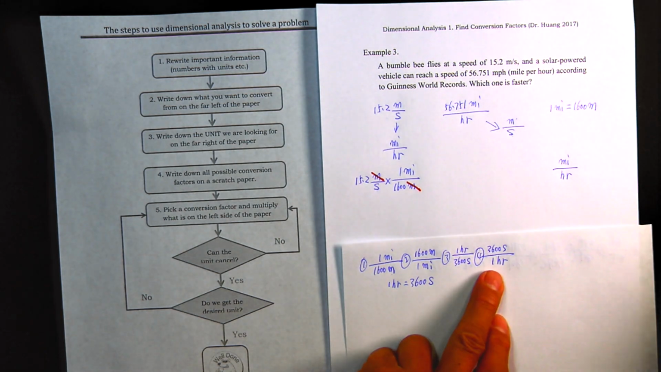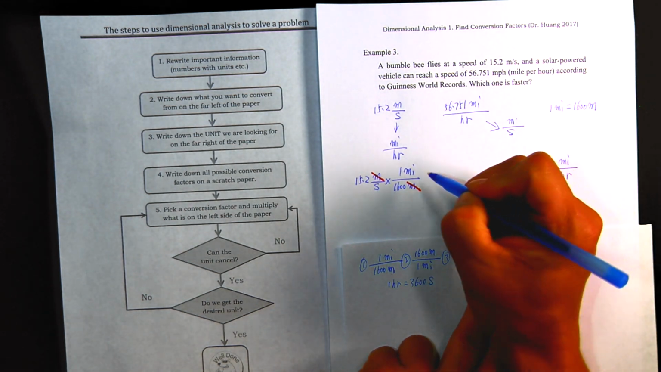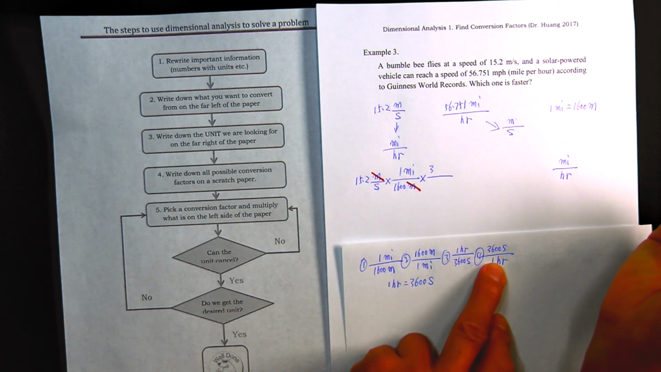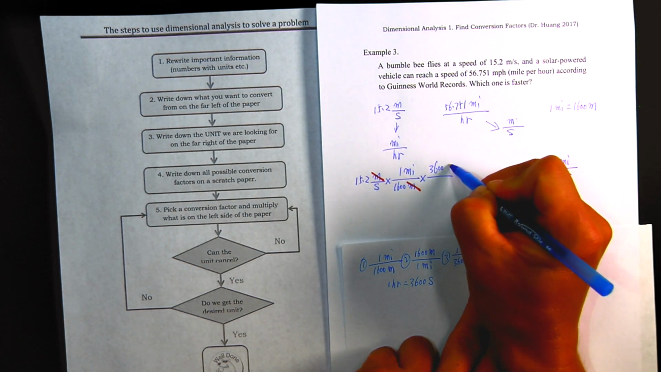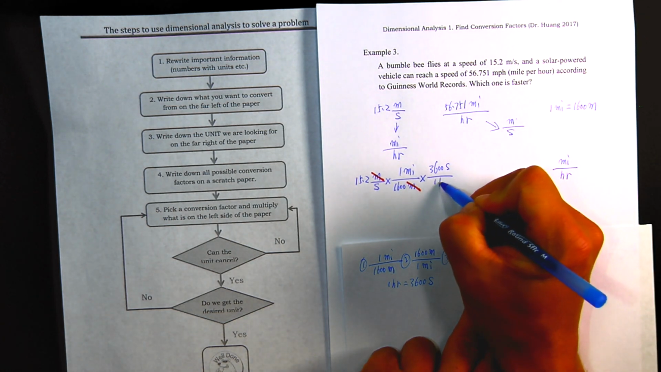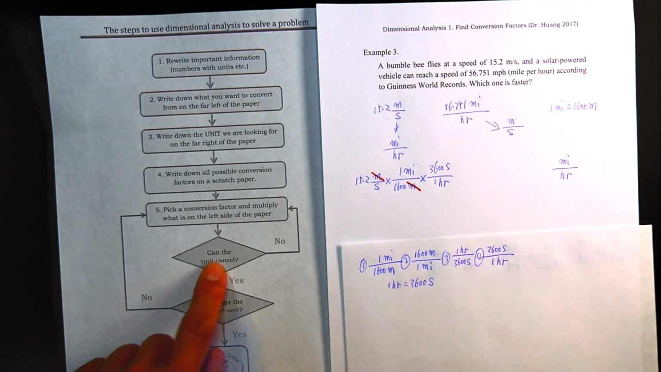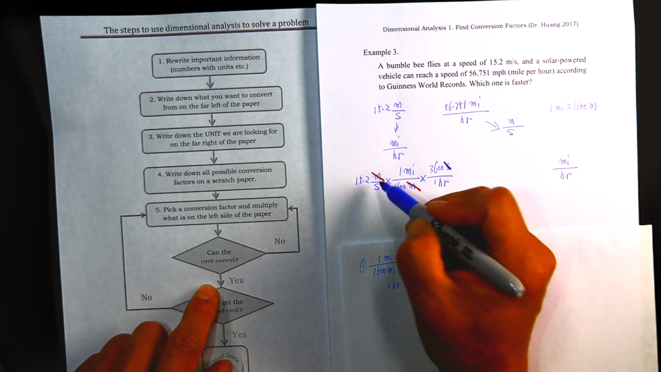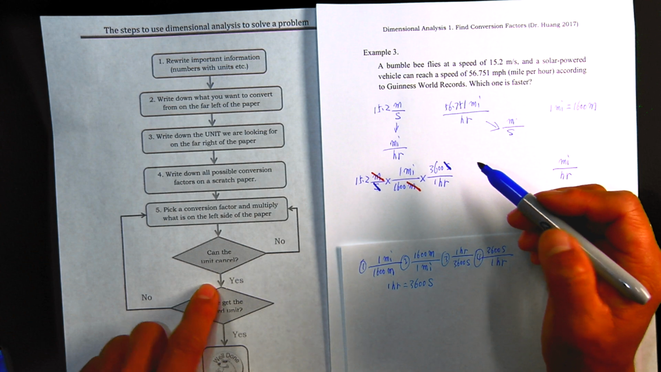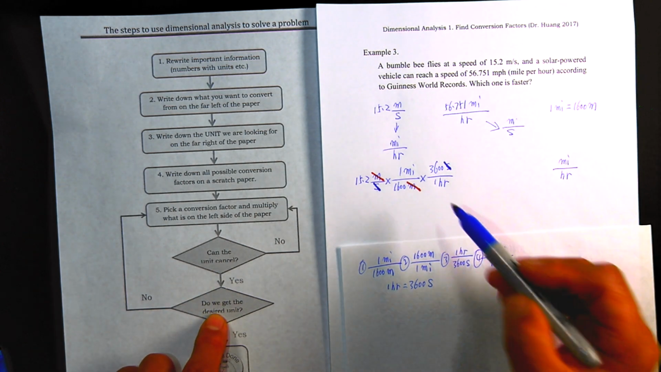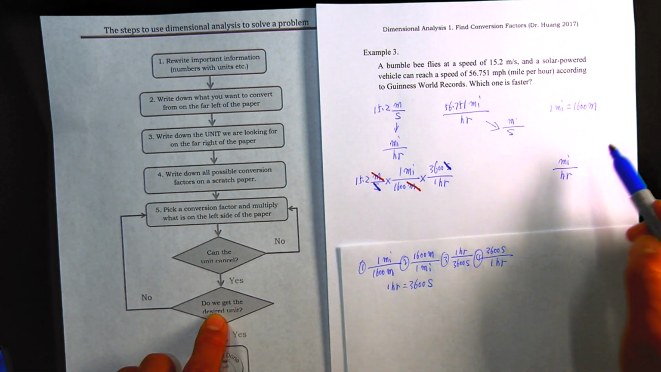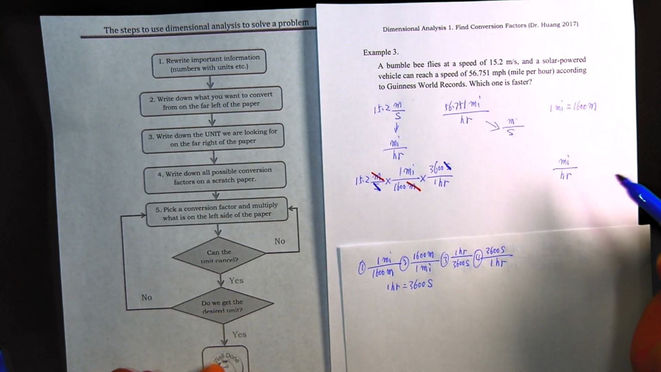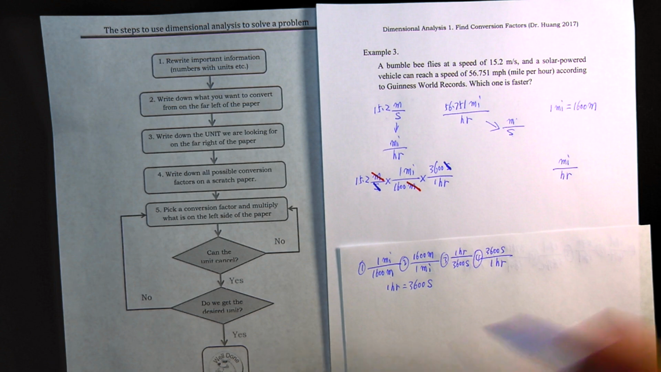We pick another conversion factor. We pick conversion factor 4, 3,600 seconds over 1 hour. Can the unit cancel? Second on top, second at the bottom, they can cancel. Do we get the desired unit? We get mile per hour. We are looking for mile per hour. According to the flow chart, well done. But we need to do the math.